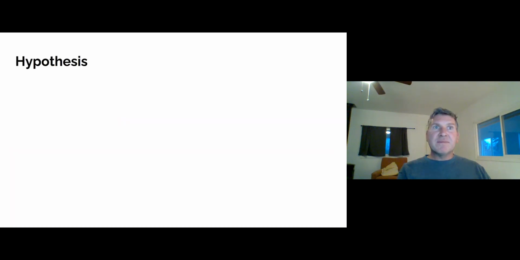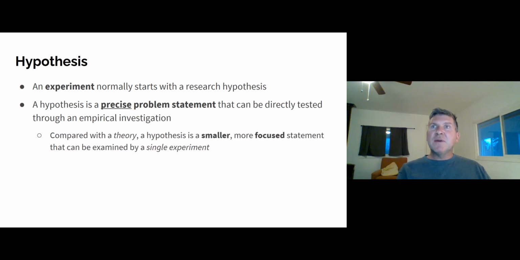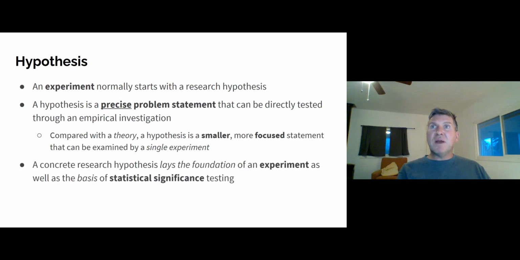So there you go. Let's talk about the main purpose of this lecture, which is research hypotheses. A research experiment will normally start with the research hypothesis. A research hypothesis is a precise problem statement that can be directly tested through empirical investigation. Compared with a theory, a hypothesis is a smaller, much more focused statement that can usually be examined with a single experiment.